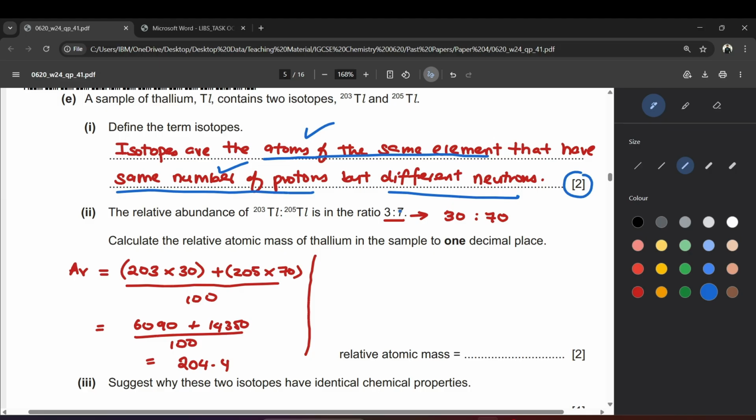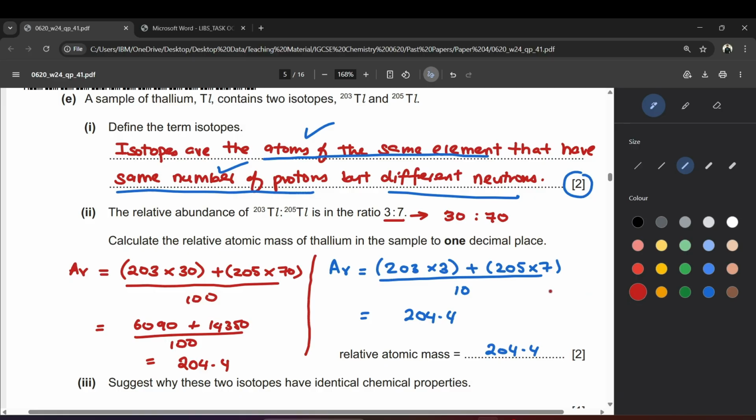There's another method where you can directly use the ratio. So I can say 203 multiplied by 3, not 30, but just 3 was given to you, plus 205 multiplied by 7. But this time, the sum of these ratios is going to be 10. Here, the sum was 100, so we took 100 in the denominator, but here in our denominator, we'll have 10. So when you work this out, you would end up with the same answer.